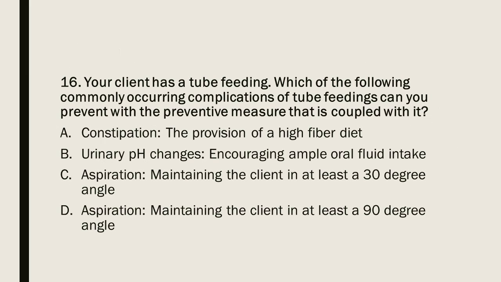16. Your client has a tube feeding. Which of the following commonly occurring complications of tube feedings can you prevent with the preventive measure that is coupled with it? Constipation, the provision of a high-fiber diet. Urinary pH changes, encouraging ample oral fluid intake. Aspiration, maintaining the client in at least a 30-degree angle. Aspiration, maintaining the client in at least a 90-degree angle.